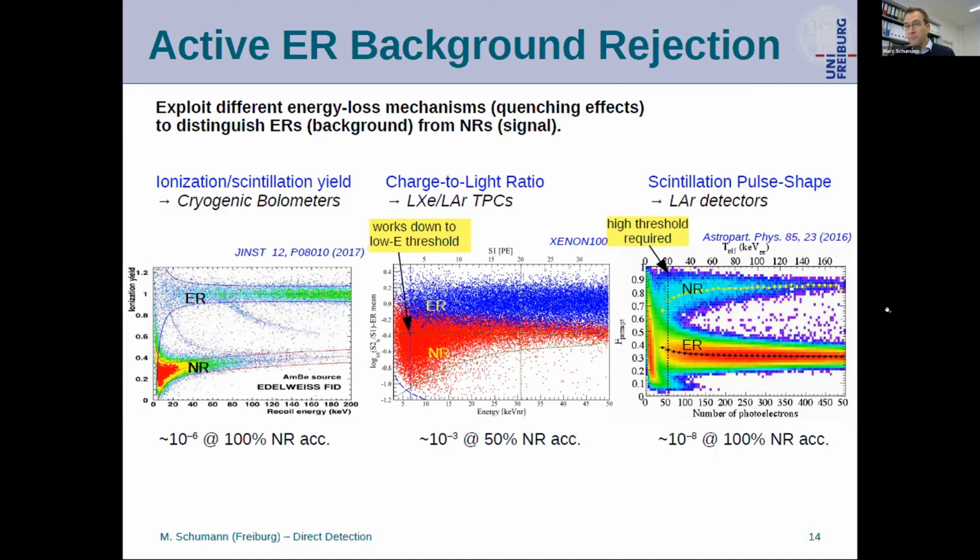Very often that comes at a price. For example, liquid argon pulse shape discrimination. You need to scan or to check the pulse shape of the scintillation light. Obviously, you cannot do that with 2 photoelectrons. You need quite some statistics. So the price is a rather high threshold.